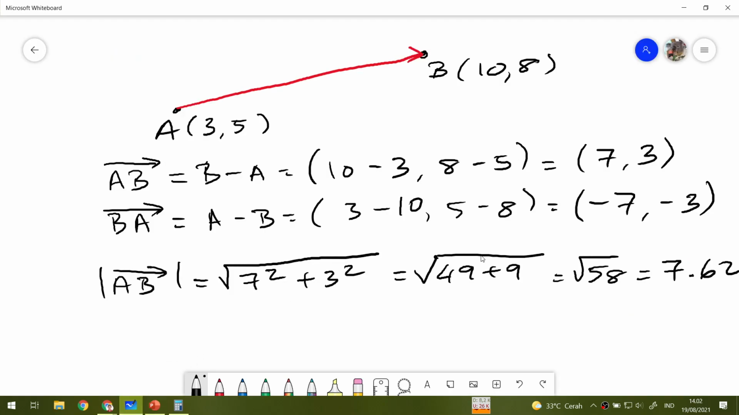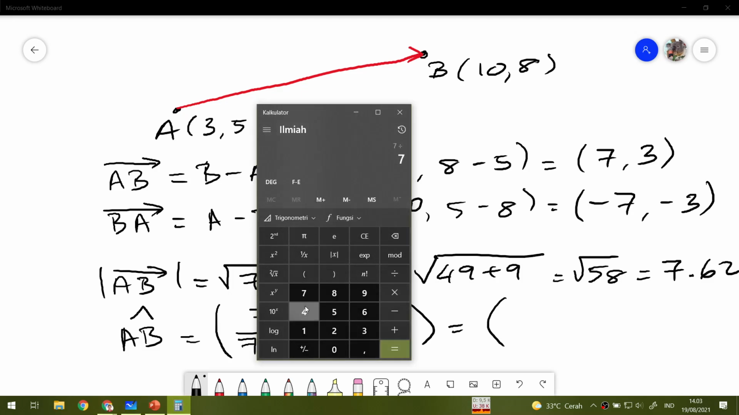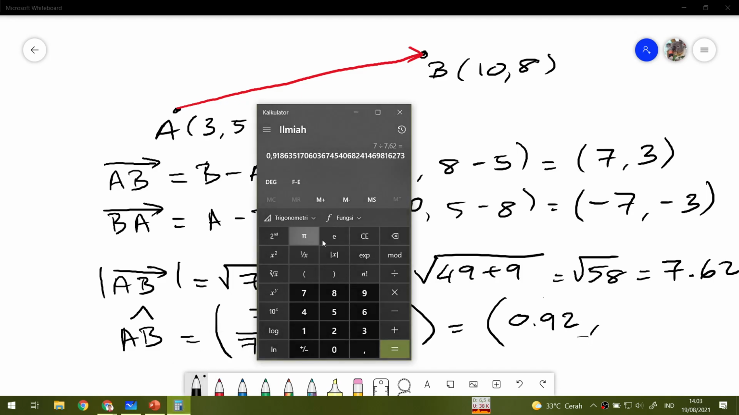So, for example, let's just use this, because we have already calculated the length of AB, although it's not a whole number. If I want to form a unit vector of AB, which is AB hat, then we can calculate it by dividing every element of the vector, which is dx is 7, divided by 7.62. And then for the y component, again 3 divided by 7.62. We can calculate this: 7 divided by 7.62 is 0.92, then 3 divided by 7.62 is about 0.39.